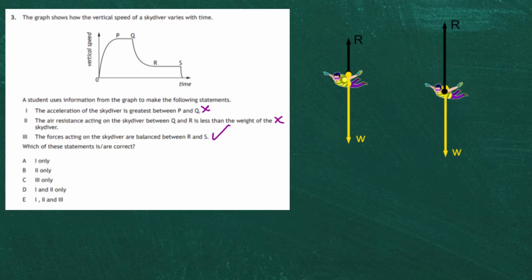So let's look and see what we've got. Only statement 3 is correct, and it looks like the answer is going to be C. So the answer is going to be C.